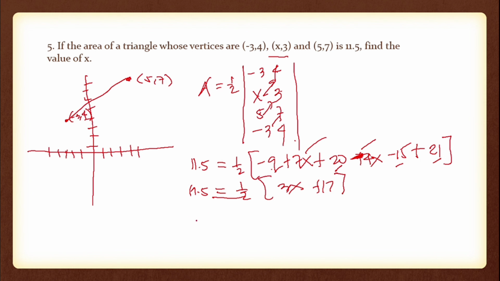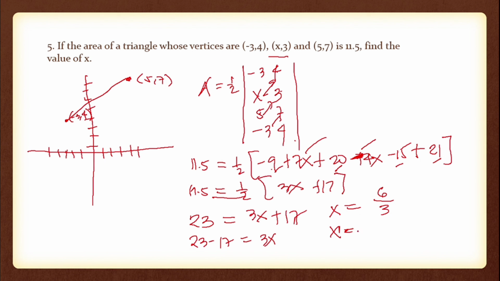Okay, so cross multiply this one, 11.5, that is equal to 23. Is equal to 3x plus 17. So 23 minus 17 is equal to 3x. So x is equal to 23 minus 17 over 3. Okay, so 23 minus 17, that is equal to 6. Okay, so 6 over 3. So x is equal to 2. So understood, this is x is equal to 2, and this is here 2 and 3. So this is now, the area of this one is 11.5, and the point that we're looking for is x is equal to 2.